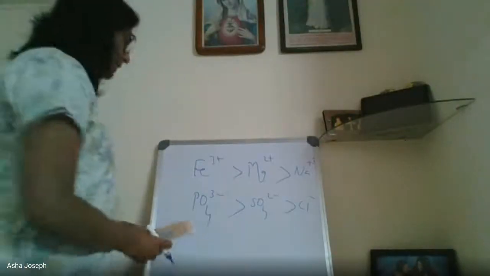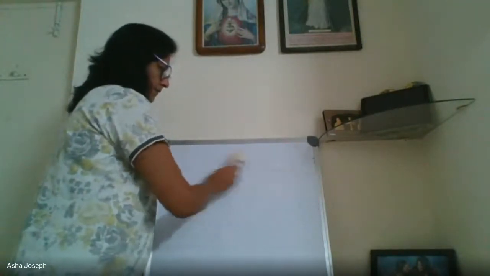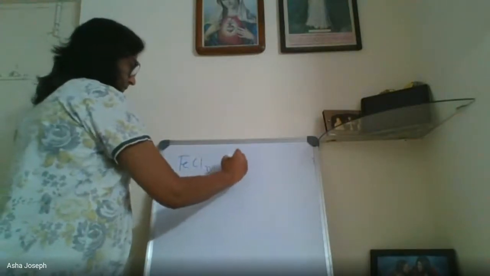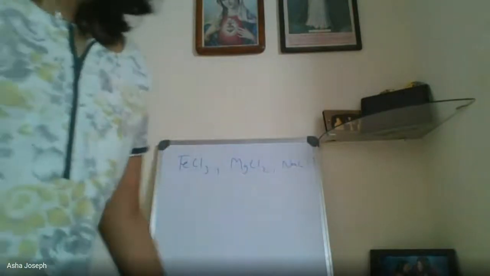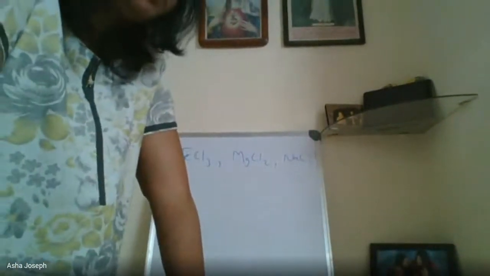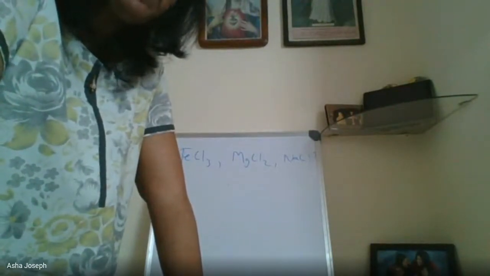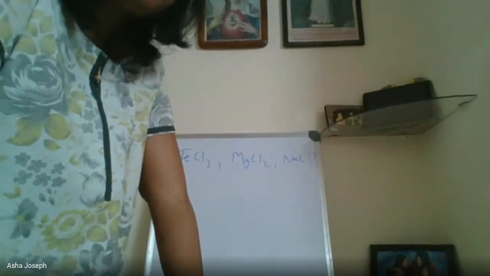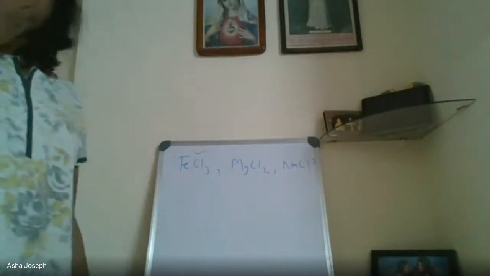Yes, ma'am. And now the questions. The question they will give: they will ask you to arrange in the order of increasing coagulating power, or they will ask which one has more coagulating power. The anion is the same. The cation will change, isn't it? So which has the most coagulating power? FeCl3. Understood?